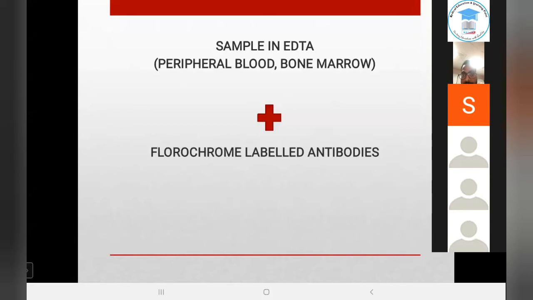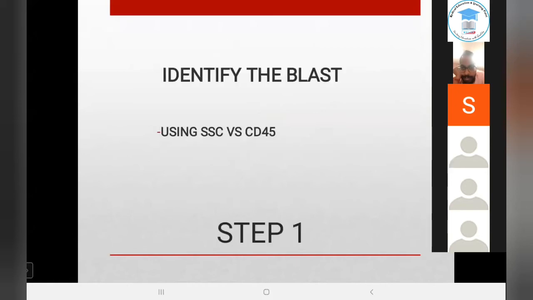And now what you have to do is add all the antibodies to it. Now let us forget about all the antibodies. Let us talk about only CD45, which we have discussed till now. So we will put CD45 antibody in this blood sample and keep it for some time, and then we will run it on the flow cytometer. Now the first step of gating is you want to identify the blast. All right, you have to identify the blast. And how do we identify the blast?